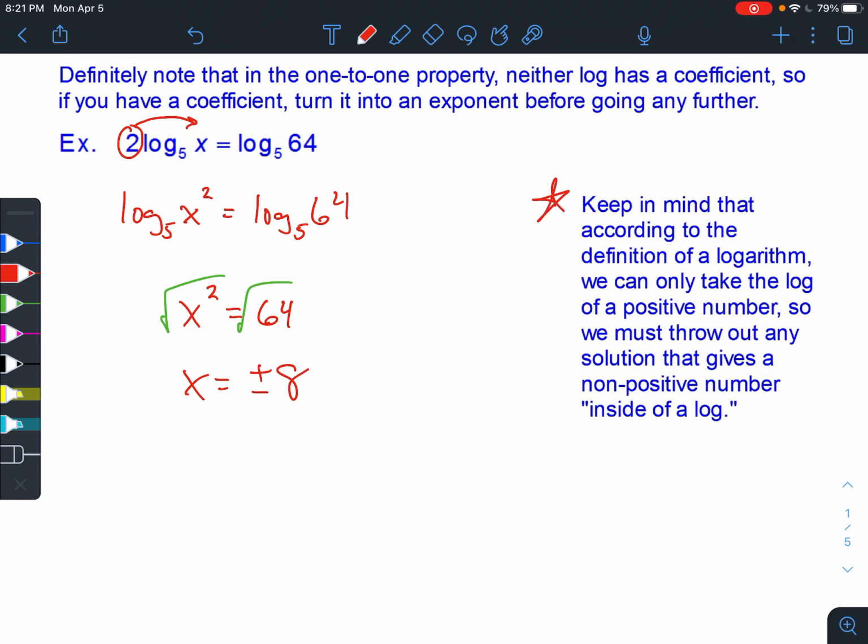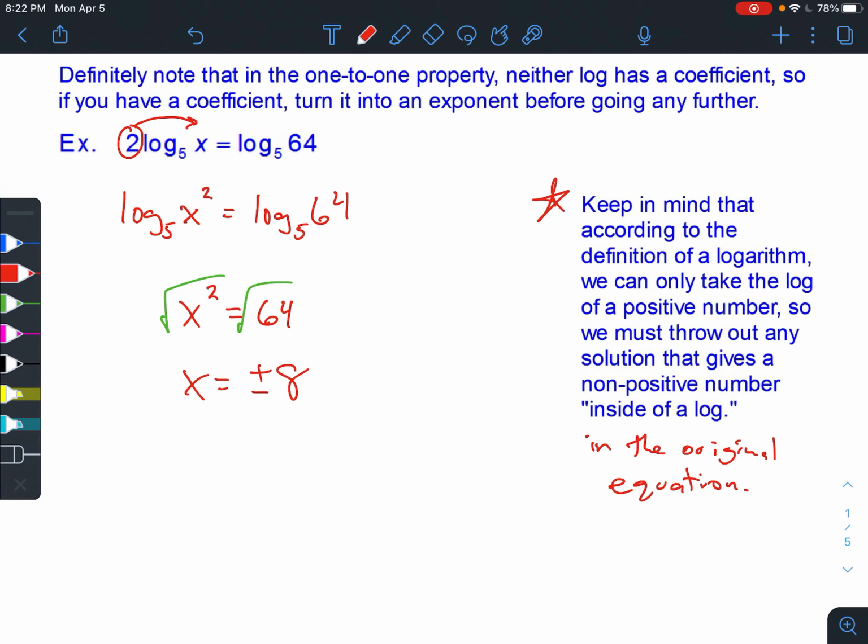However, looking over here at the side, another little note. Keep in mind that according to the definition of a log, we can only take the log of a positive number, so we must throw out any solution that gives a non-positive number inside the log. And I probably should have said this in the original equation, because as you start manipulating equations around, sometimes you can change the initial conditions of the problem. So I'm talking about the original equation.